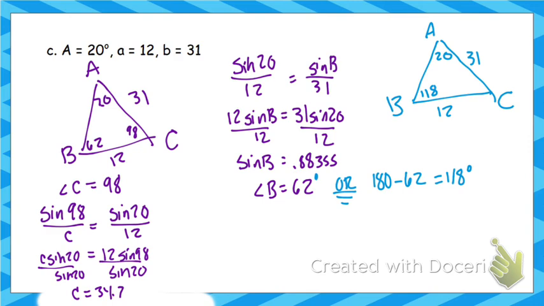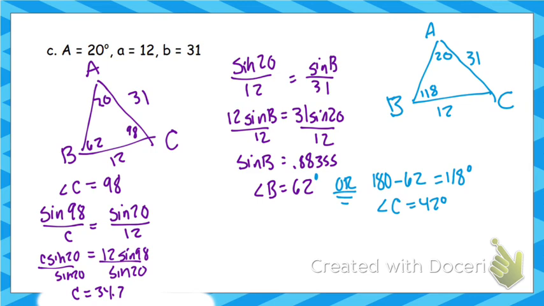But again, there's a second triangle. So angle C and side C have two other possibilities. So let's go back to our blue triangle. If angle B was 118, well then angle C is going to be different. 180 minus 118 minus 20 is 42. So angle C also could be 42 degrees.